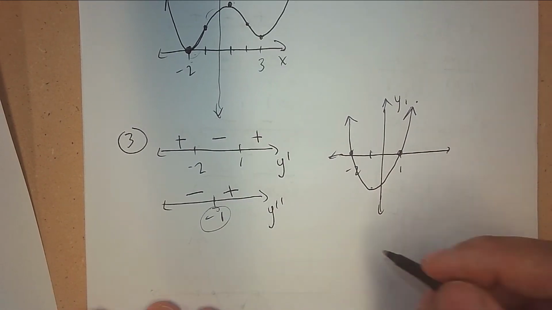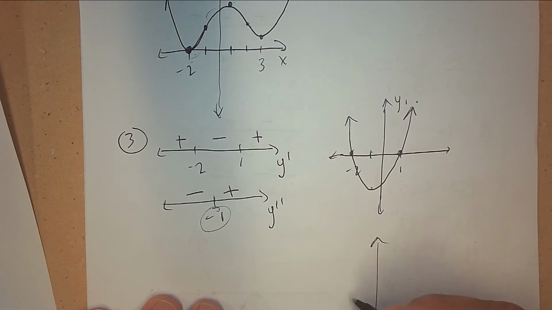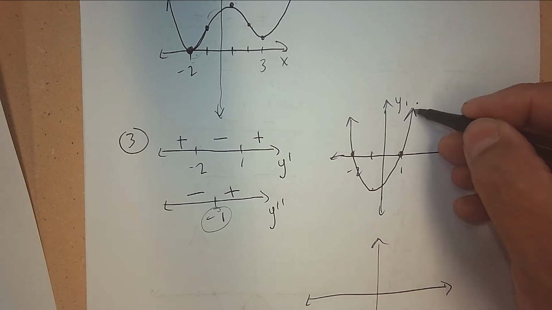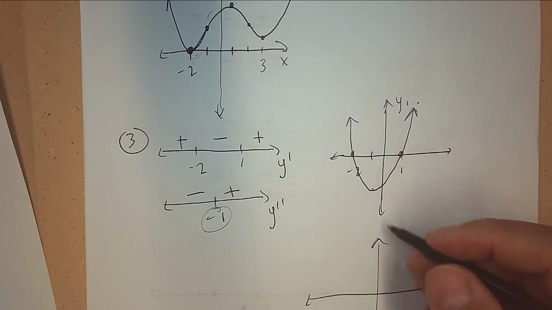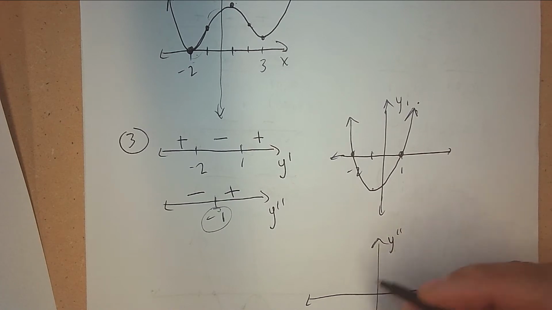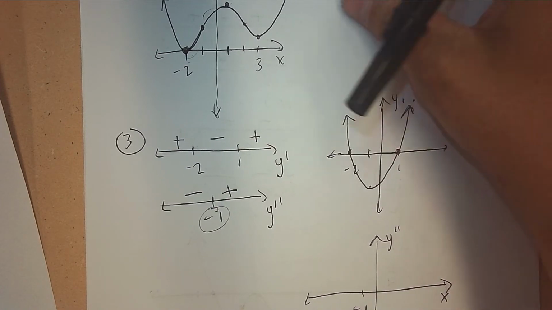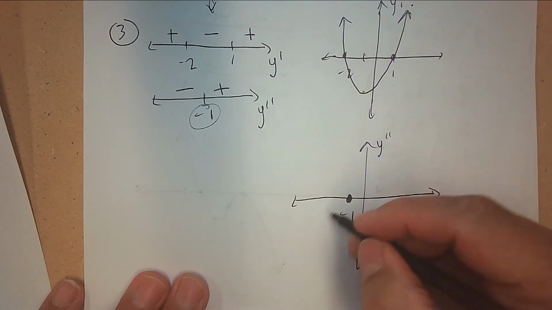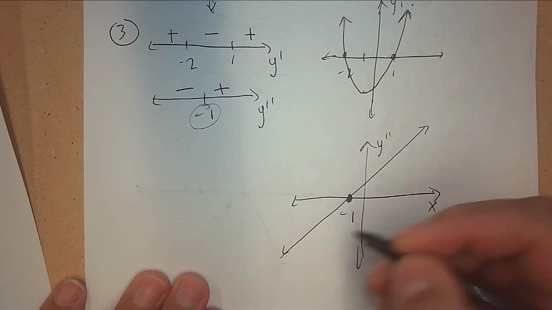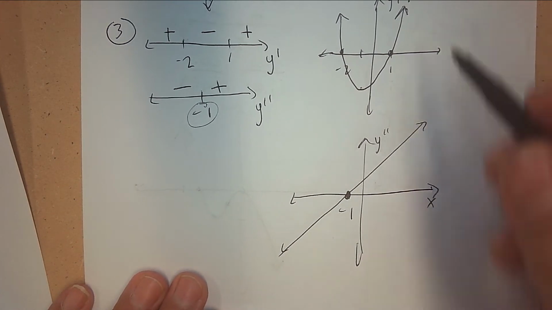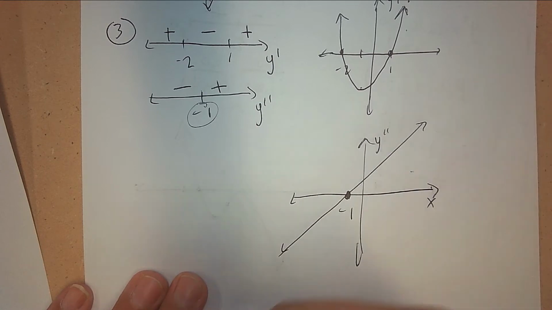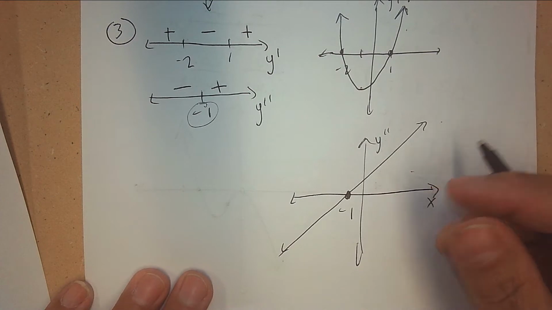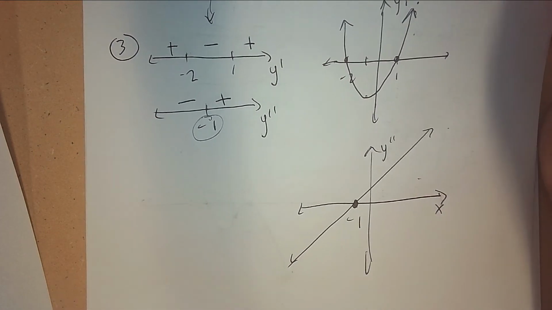For the second derivative, notice it's above, then below, and then above. Negative 1 for the second derivative is the intercept. Just know this is parabolic, and this is going to be a slanted line. Every time you take the derivative, the degree is less. You can think of this as x squared, and this is x, and the original was like x cubed. You can see it goes below to above, and those are sketches of derivatives.